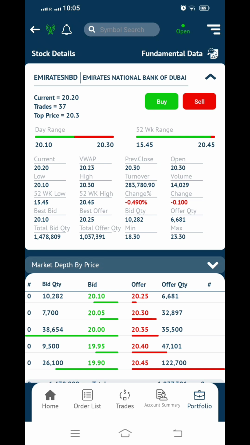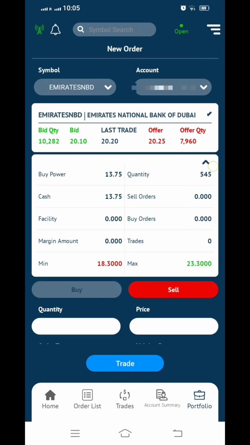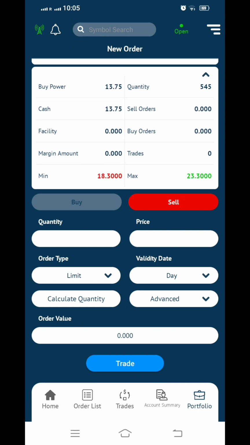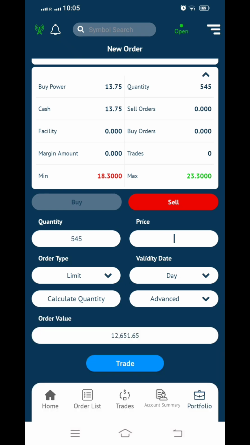Right now I am checking the 52 week low and high. The 52 week high is 20.45 and the low is 15.45. So now I'm going to sell the shares. For that I'm clicking sell over there. From here you need to check that sell is enabled. I'm giving the quantity as 545 and the price I preferred, 20.35.